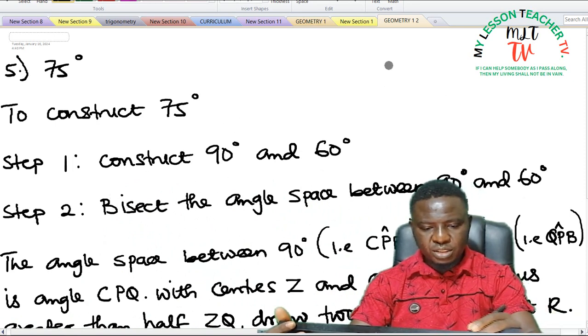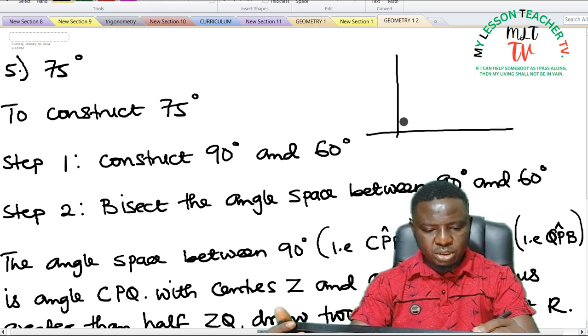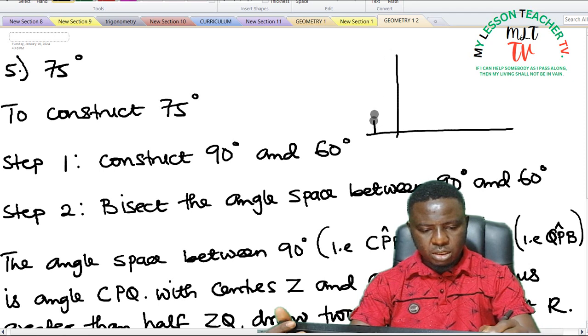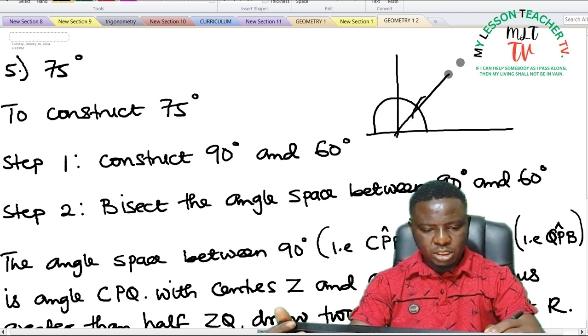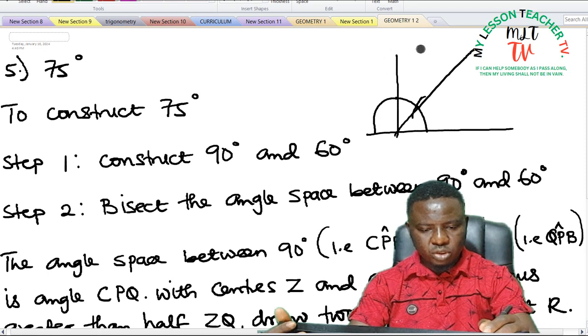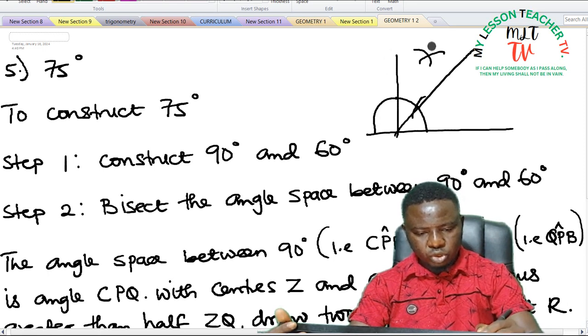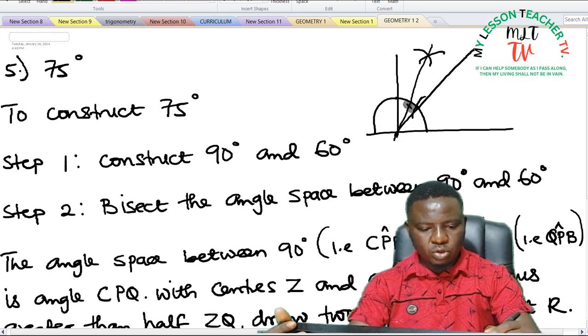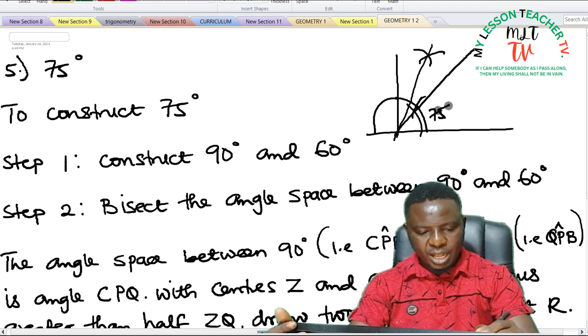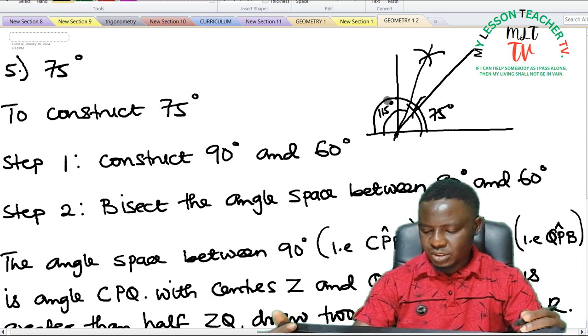So when you have this, this is your 90 degrees, this is your 60 degrees. If this is 60 and this is 90, with this and this as center, you construct an arc this way. Joining these two gives you your angle 75 degrees, and the obtuse angle you get at this point is said to be angle 115 degrees.